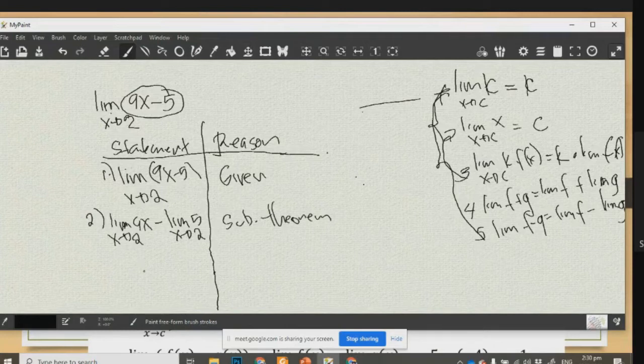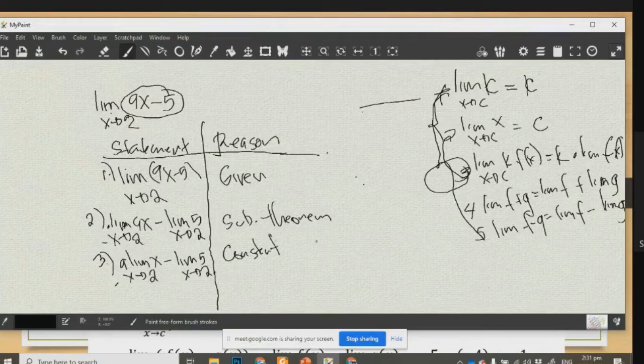Okay? Sunod. Tingnan nyo, sino kaya sa lima na yan? May manghula, kayo may manghula ah. O, walang maglalakas loob. So, ang gagawin ko dyan, si number 3. Nakita niyo yung 9x? Yung 9, pwede ko siyang dalhin din sa labas. Magiging 9 times the limit of x as x approaches 2 minus the limit of 5 as x approaches 2. Ayan. Itong part na to, naging ganito lang. So, ang ginamit ko is si constant multiple theorem.